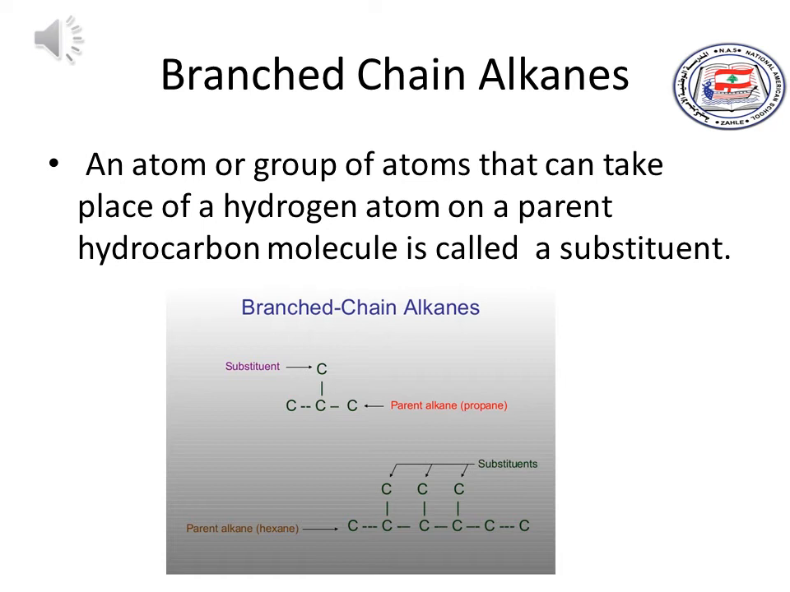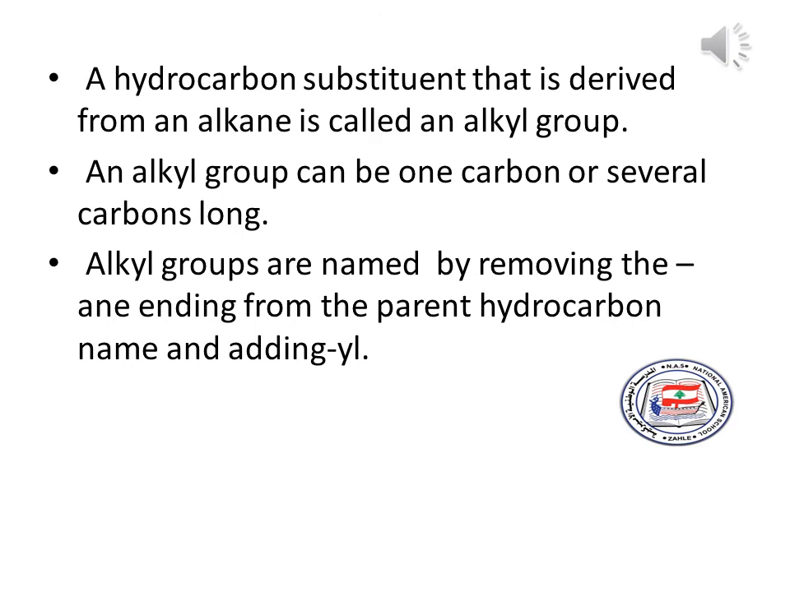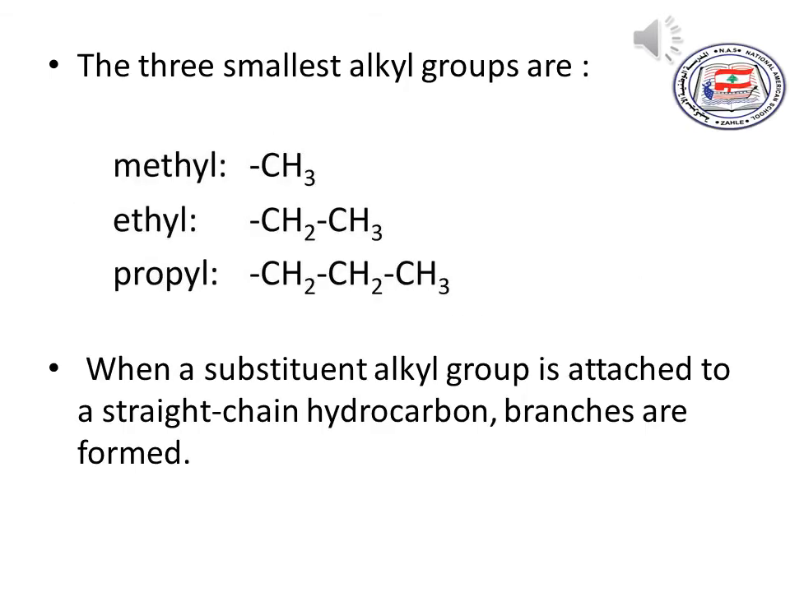So what is a substituent? It is an atom or group of atoms that can take the place of a hydrogen atom on a parent hydrocarbon. A hydrocarbon substituent that is derived from an alkane is called an alkyl group. So what is an alkyl group? An alkyl group can be 1 carbon or several carbons long. Alkyl groups are named by removing the ane ending from the parent hydrocarbon name and adding yl. Three examples of alkyl groups: we have methyl, ethyl, and propyl. Methyl, CH3, ethyl, CH2CH3, propyl, CH2CH2CH3.